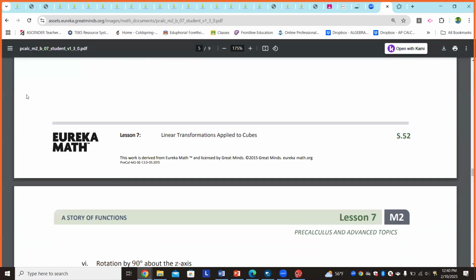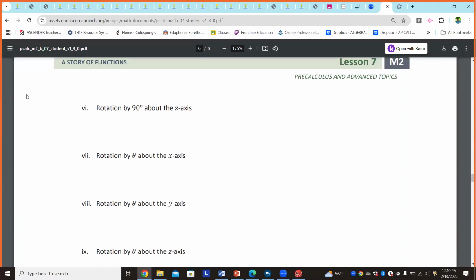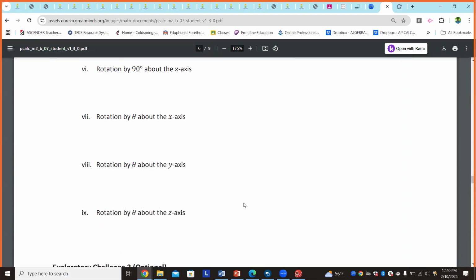Rotation's way harder than dilations. So if you're getting this, it ain't getting much harder than this. These are rotations. The first one that we had were dilations. Now we're rotating around the axis.